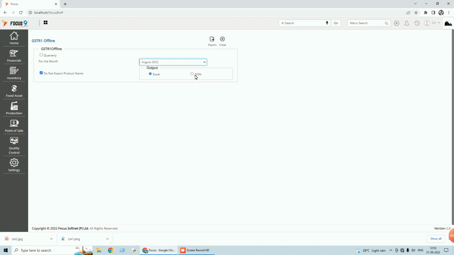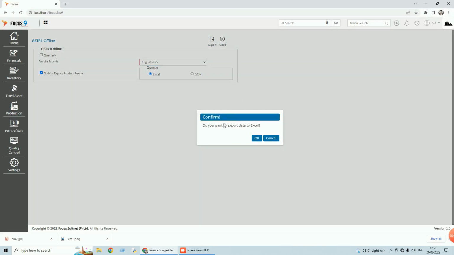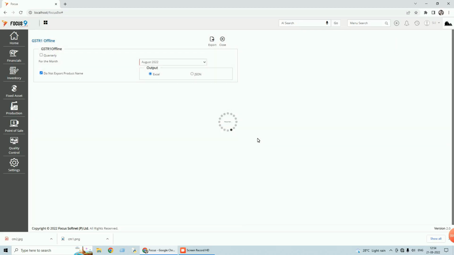Just to export the report, I am showing you the Excel sheet. The same report that it is showing in the Excel sheet, you can take it to JSON also. The same JSON can be uploaded in the government portal. I am just exporting this. Here it will ask if you want to export the data to Excel. I'll just press OK. Once the report is compiled, you will get an Excel sheet. You have to wait for a few minutes if it is a huge report.